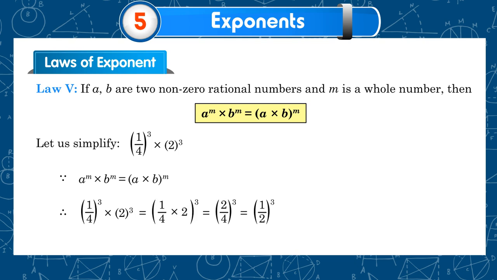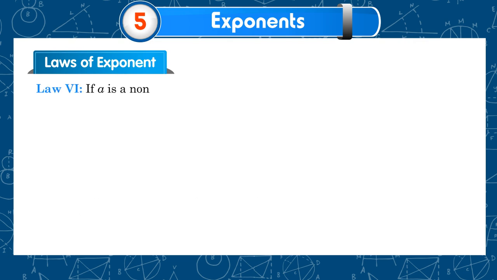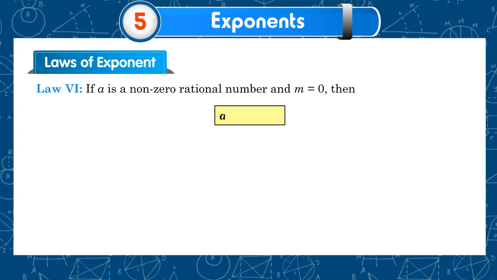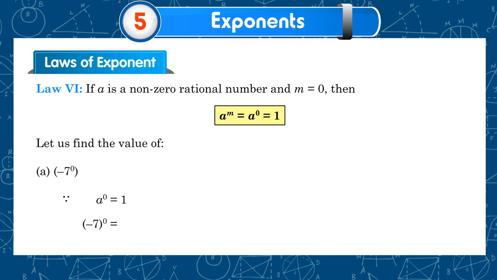Law 6. If a is a non-zero rational number and m equals 0, then a raised to the power m equals a raised to the power 0 equals 1. Let us find the value of A. Minus 7 raised to the power 0, as a raised to the power 0 equals 1. Minus 7 raised to the power 0 equals 1. B. 9 upon 11 raised to the power 0, as a raised to the power 0 equals 1. 9 upon 11 raised to the power 0 equals 1.